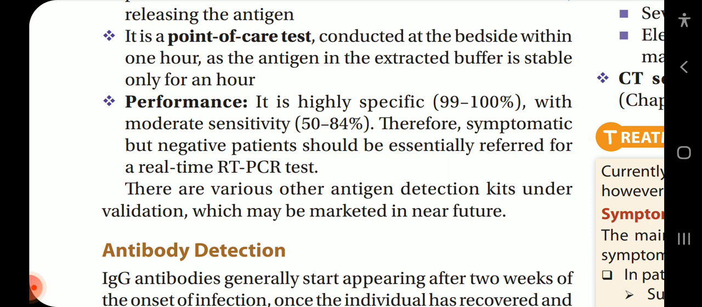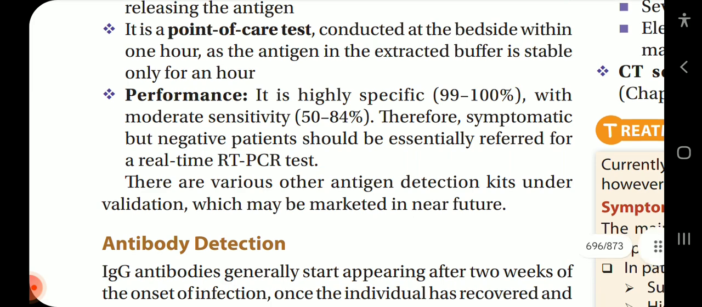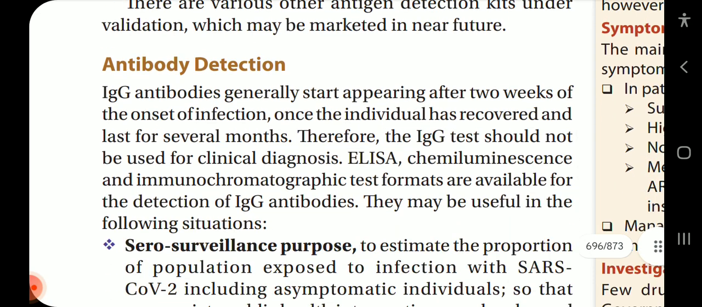Performance: it is highly specific, 99 to 100%, with moderate sensitivity, 50 to 84%. Therefore, symptomatic but negative patients should essentially be referred for real time PCR test. There are various other antigen detection kits under validation which may be marketed in the near future.